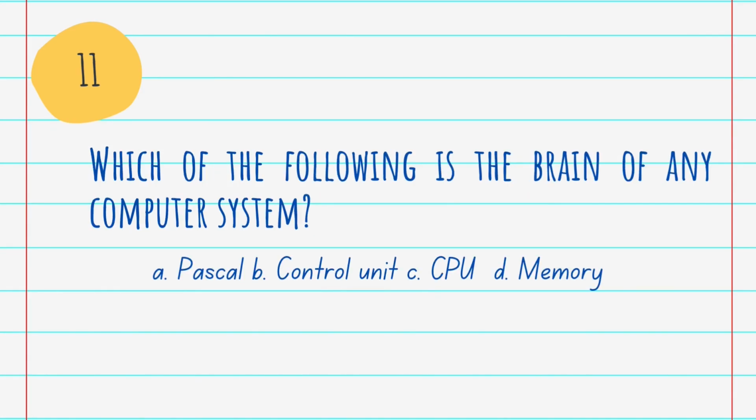Okay. Question number 11. Which of the following is the brain of any computer system? A. Pascal, B. Control unit, C. CPU, D. Memory.